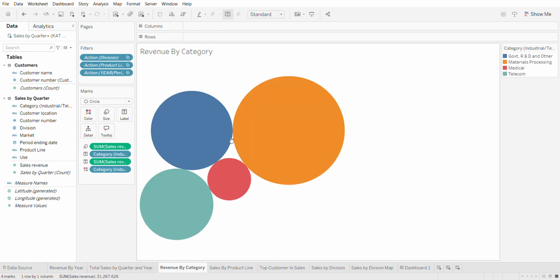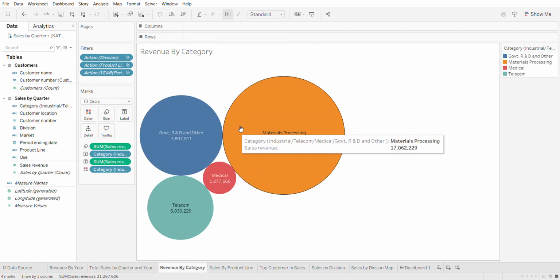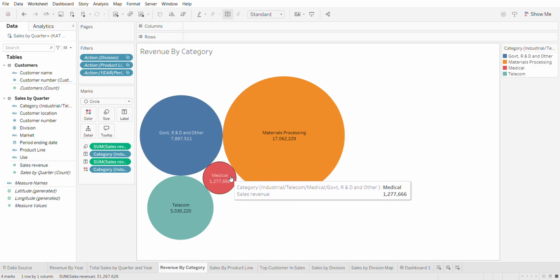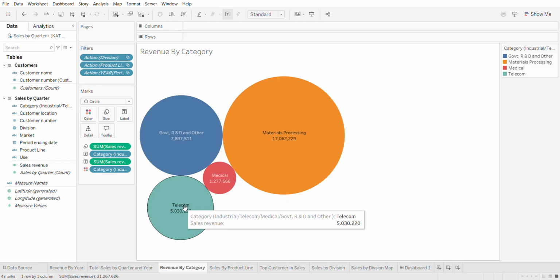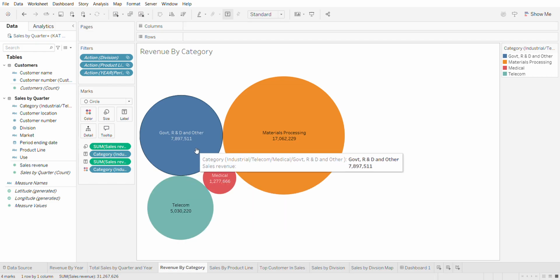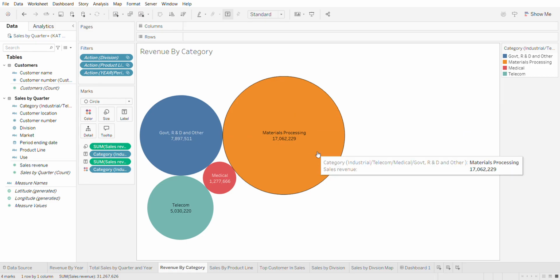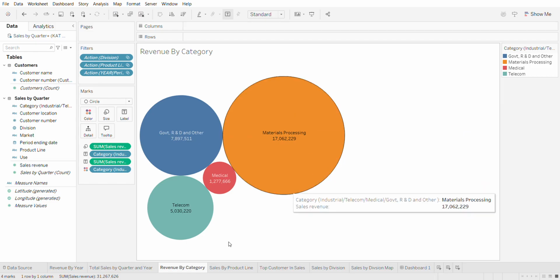Our next graph will be revenue by category. As you can tell as we look, materials processing had the most sales. Medical had the smallest, telecom had the second smallest, and then government, R&D, and other had the second largest. This is important, as you can tell, it's divvied up by color. We can also just really look at everything as it's different.